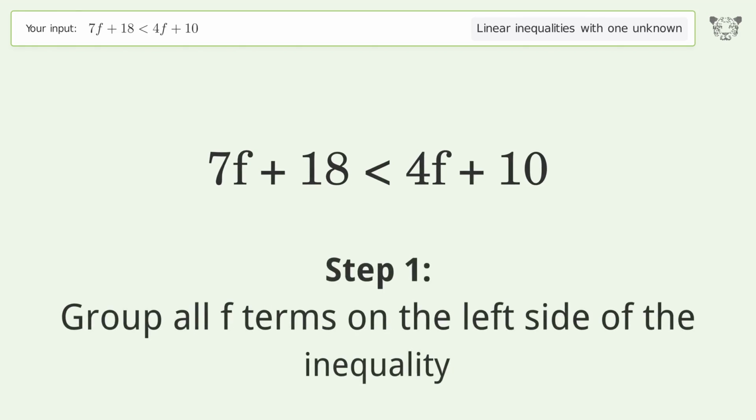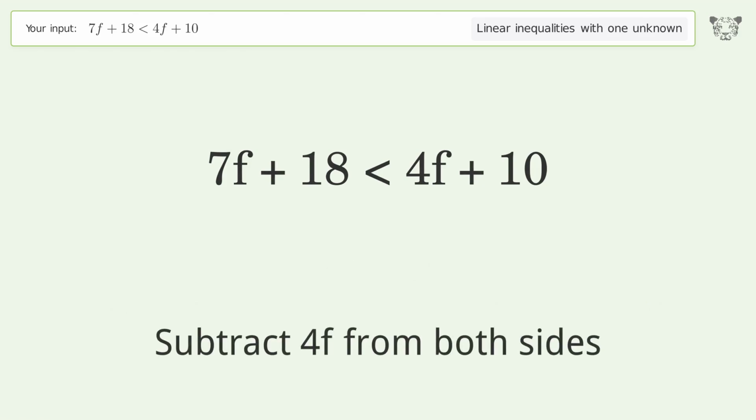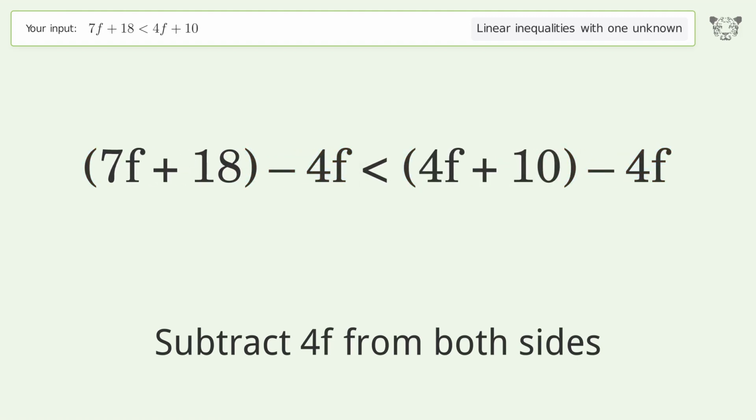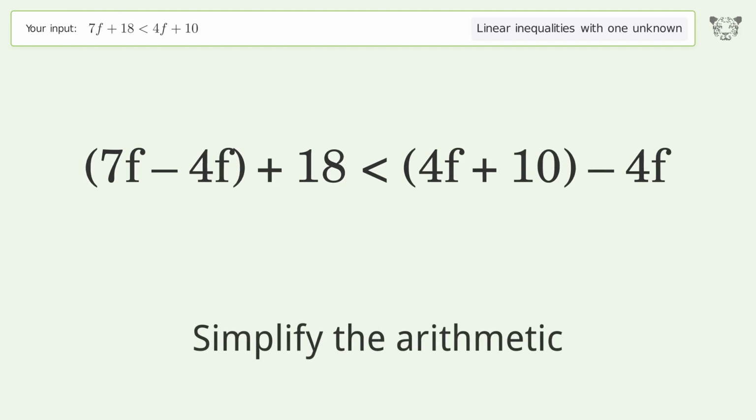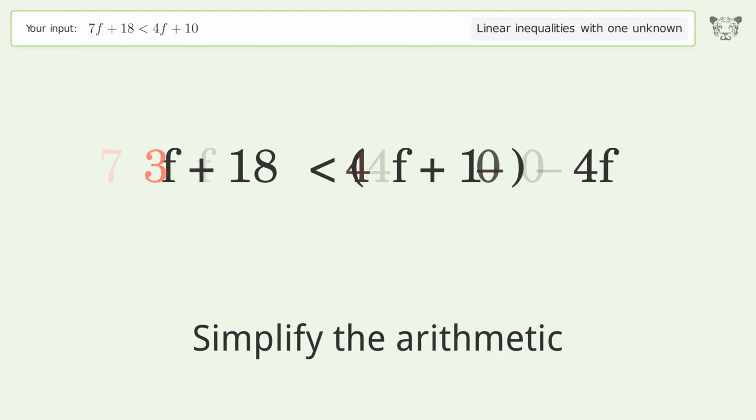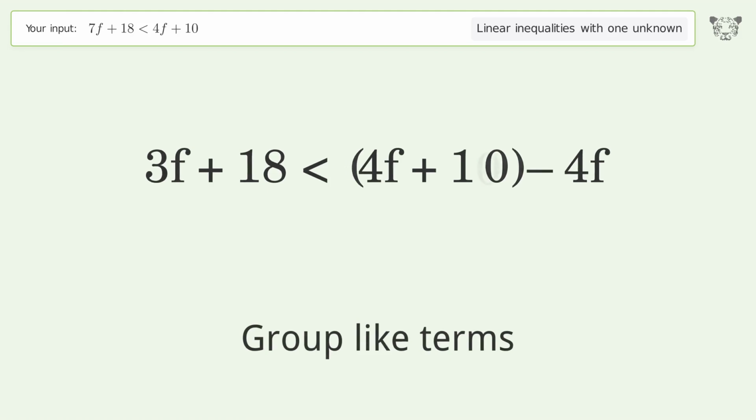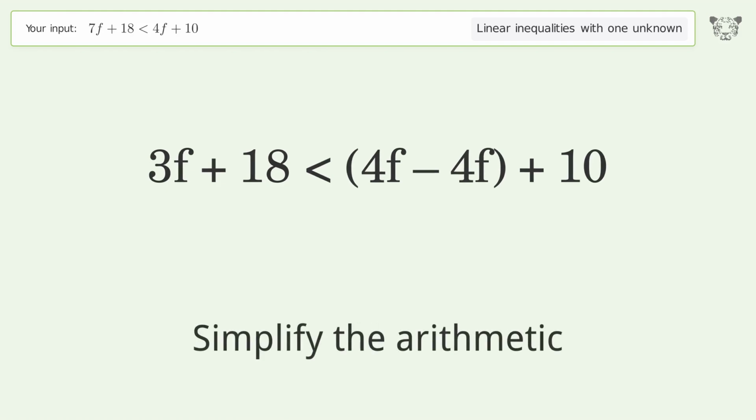Group all f terms on the left side of the inequality. Subtract 4f from both sides. Group like terms. Simplify the arithmetic. Group like terms. Simplify the arithmetic.